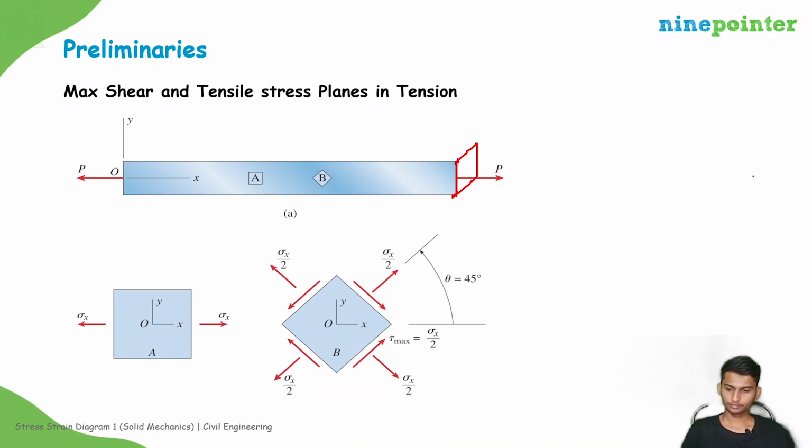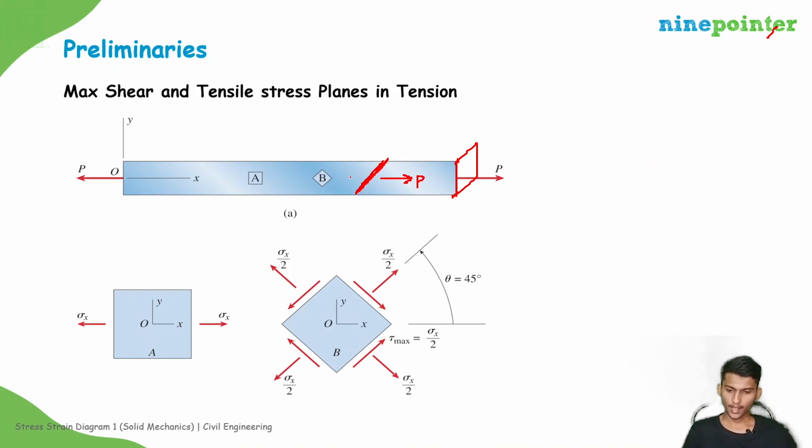But if you take an inclined cross section, then there will be tensile stress and shear stress developed on that cross section, because for that cross section there will be two forces, one along the cross section and another perpendicular to it. So there will be two stresses, tensile stress and shear stress. If we take a certain plane like this, at a certain angle the shear stress will be maximum, and for a certain angle the tensile stress will be maximum.